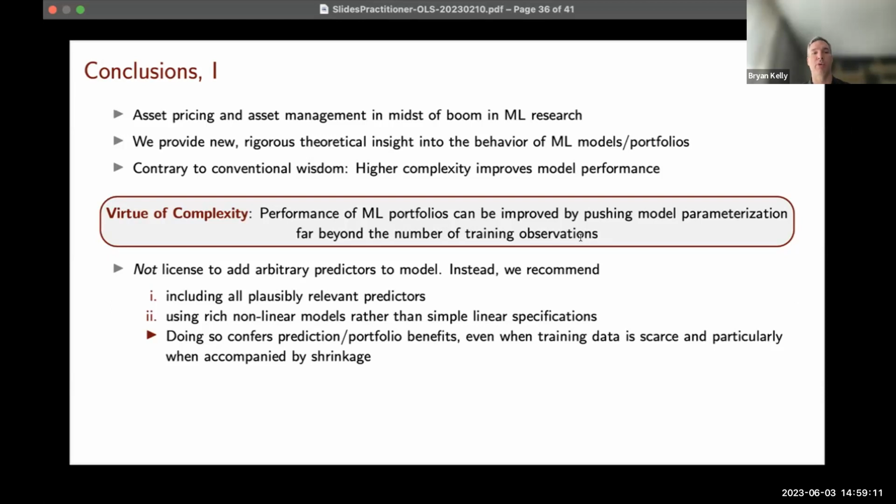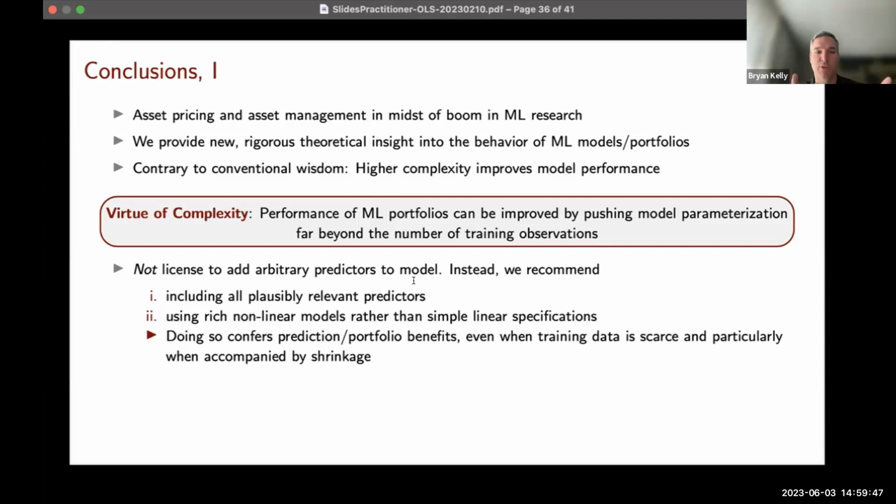And we end up with a result that we think is surprising and interesting, contrary to conventional wisdom. Larger models generically improve model performance, okay? All right, one point I want to make here is that this is not a license to put arbitrary predictors in your model. It doesn't say that you should go out searching further and further for new predictors to introduce. What it means is that you should use all of the plausibly relevant predictors that you have at your disposal, but use them in rich nonlinear ways rather than in simple linear specifications.